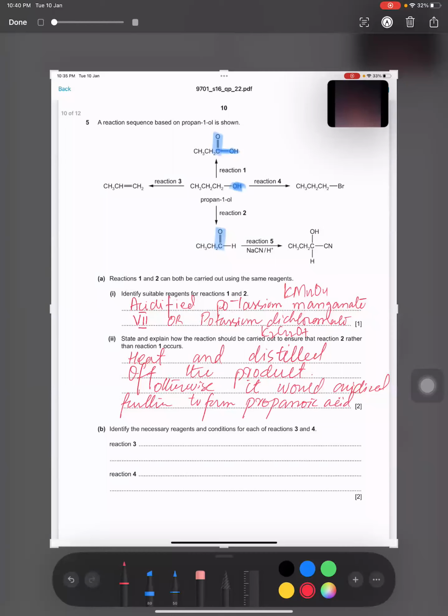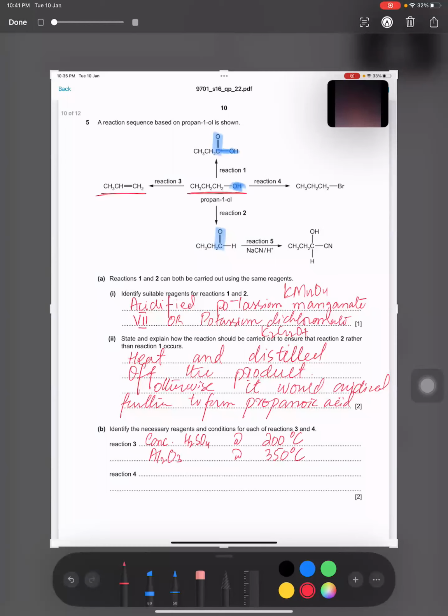Okay, then identify the necessary reagents and conditions for each of reactions 3 and 4. Reaction number 3. Yes, alcohol से आप गए हैं किसमें बच्चों? Alkenes में. So what should be the reagent and condition? Quickly. H2SO4. Yes, but you need to write over there concentrated H2SO4, right? Al2O3. Yes, you can say that. Alternative के तौर पे आप Al2O3 भी use कर सकते हैं, but it is a reagent. What about the condition? Heat. 350 degrees. Yes, for sulfuric acid it is 200 degrees centigrade, and for aluminium oxide it should be 350, right? So any one of them you can use.